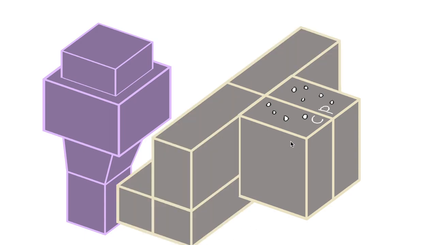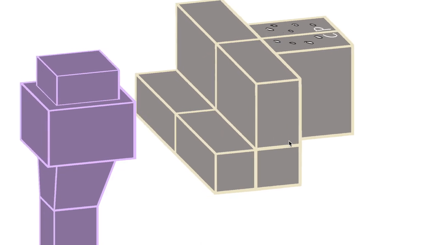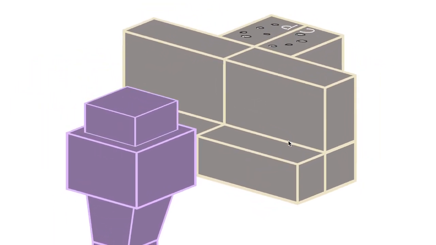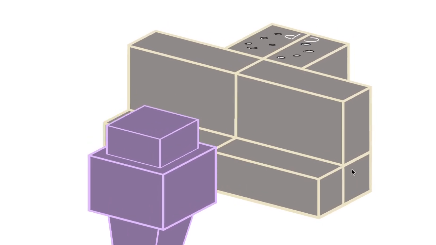Here is a rough version of the sphenoid bone. It has many holes, four of which are relevant for us. The optic canal is the most superior. Lateral to it is the superior orbital fissure, which is a break between the greater and lesser wings of the sphenoid.